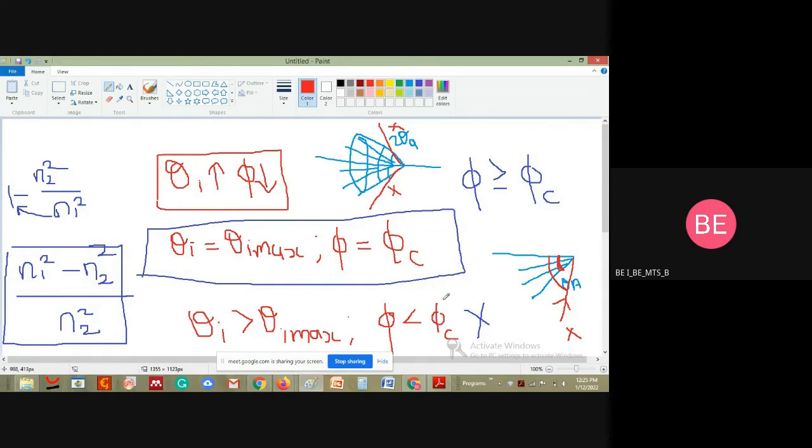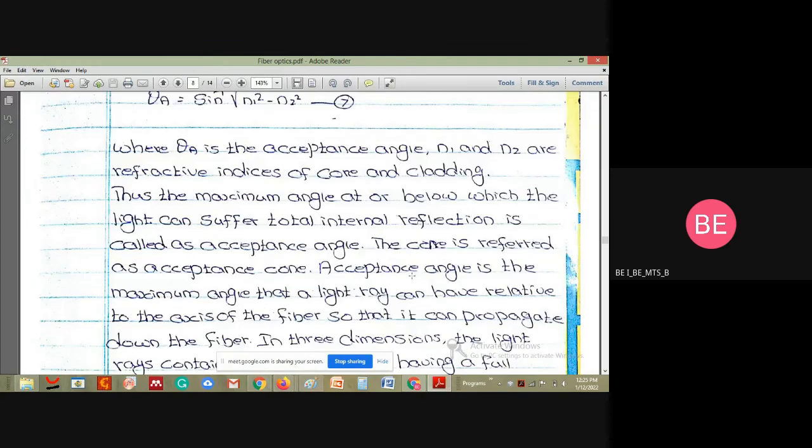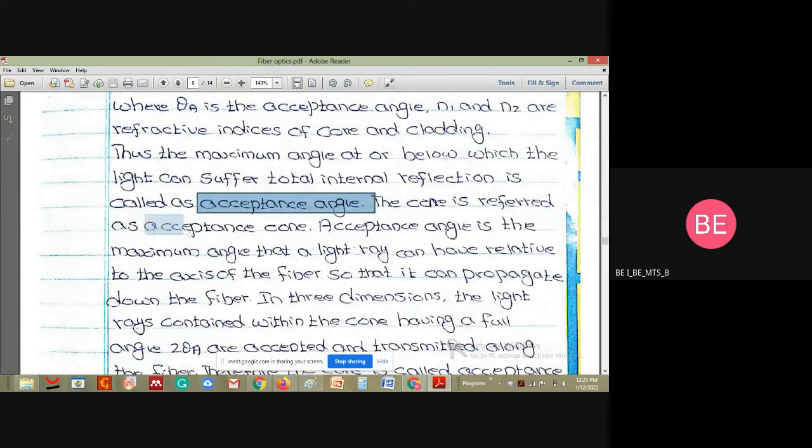Why do you call it the acceptance cone? Because light falling within this cone will be accepted for total internal reflection, and the light falling outside the cone will simply be refracted. So you can see here, thus the maximum angle at or below which the light can suffer total internal reflection is called the acceptance angle, and the cone is referred to as the acceptance cone. This is a 2 dimensional angle. If you consider it in 3 dimensions, you'll get a cone, and that you call the acceptance cone.